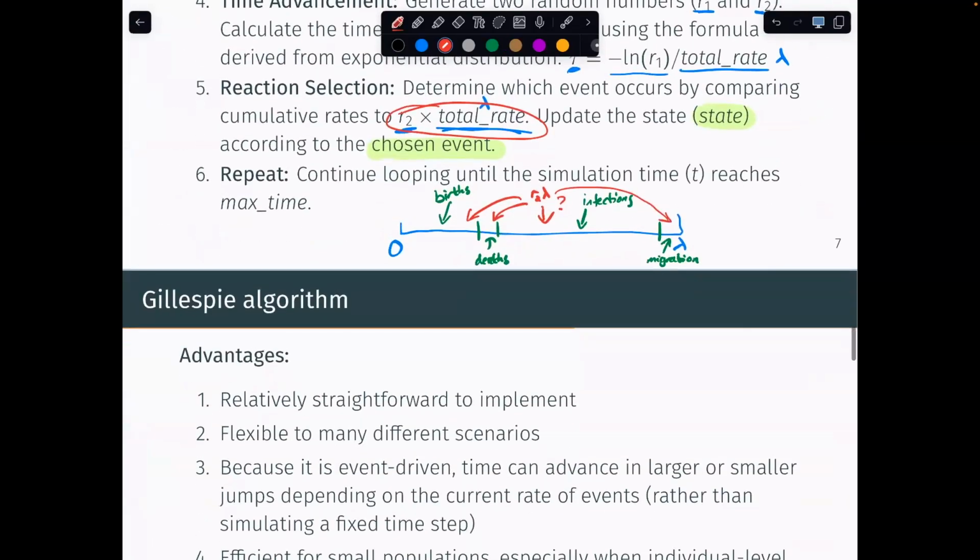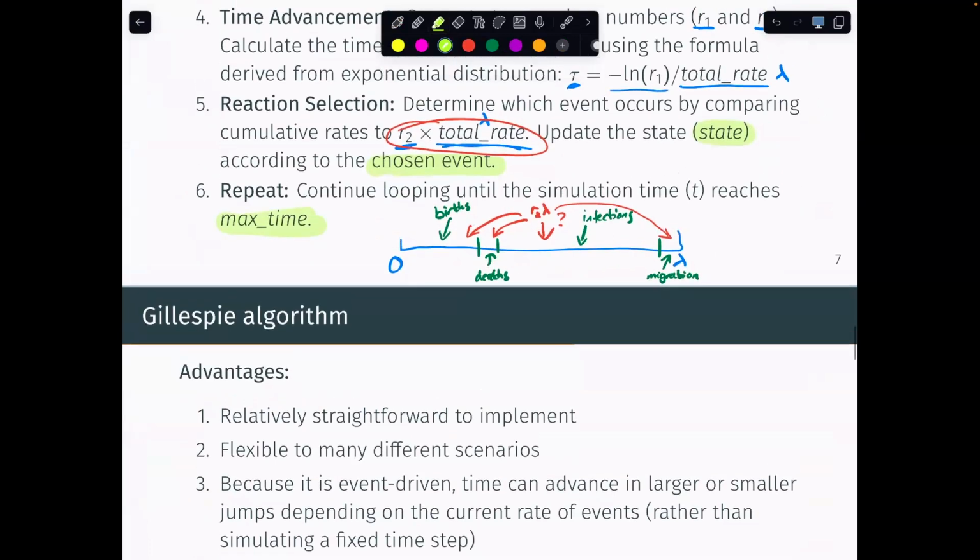And then all we do is we keep repeating this. We repeat it until our t is greater than some max time. And then record your output and return, do whatever you want to do with it. Okay.